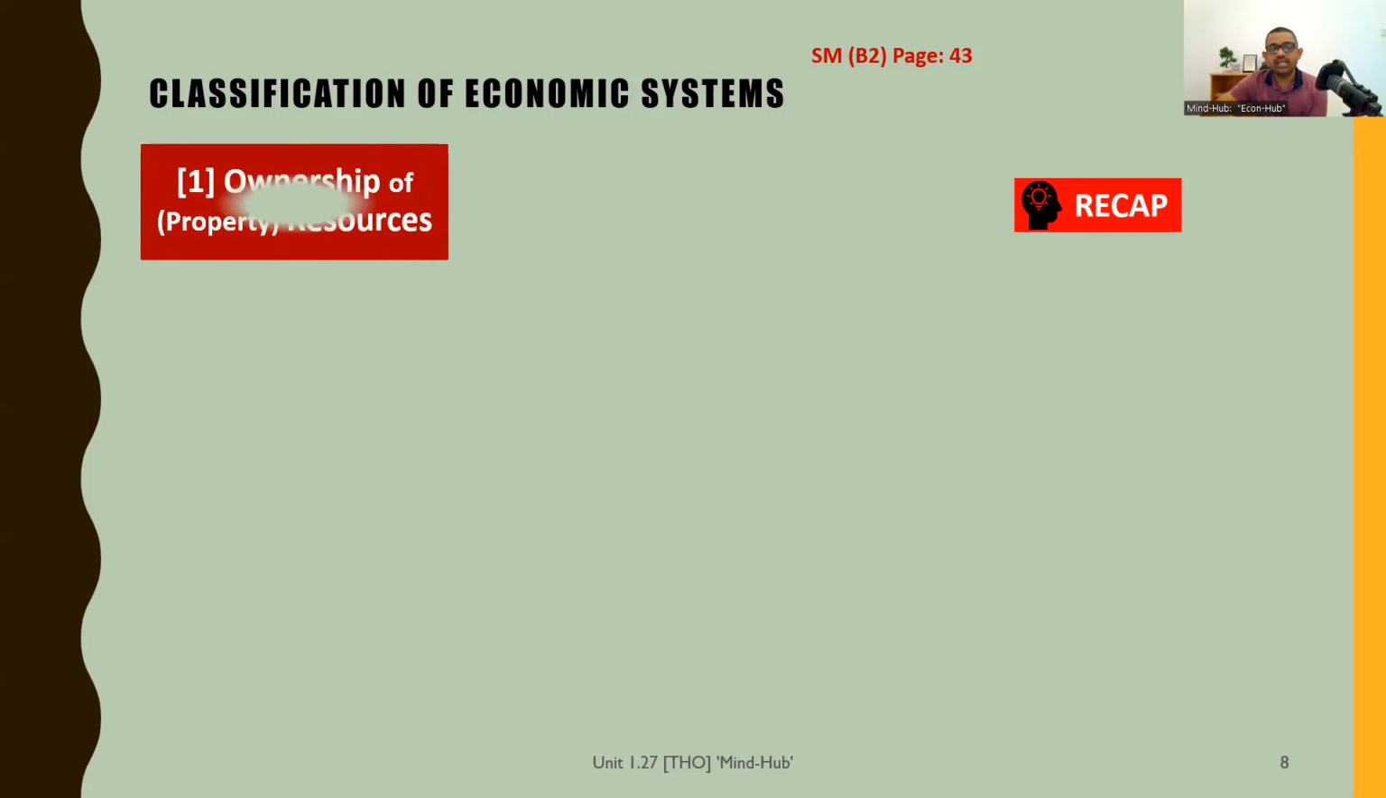Okay, right. Based on ownership of property resources, how do we classify? We ask the question, are property resources mainly owned and controlled by the private sector or the public sector? If they are owned and controlled by the public sector, what do we say? What is the economic system? What are the proper words to use? Can someone just unmute the microphone and tell me, if ownership of resources is mainly with the public sector, the government, what is that economic system called?